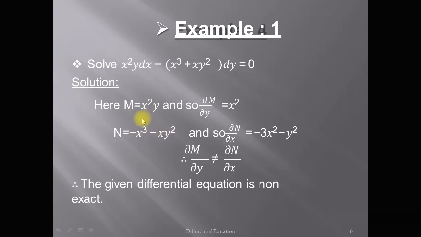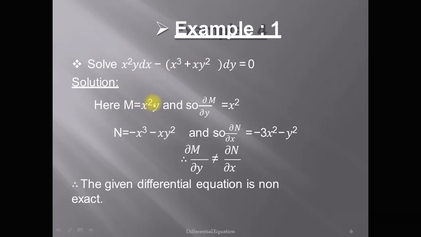Now taking the partial derivative of M function with respect to y, the derivative of y with respect to y is 1, so partial M by partial y is equal to x square. And the partial derivative of N with respect to x is minus 3x square using the power rule, minus y square, since the derivative of x with respect to x is 1. Since partial M by partial y does not equal partial N by partial x, this given differential equation is non-exact.